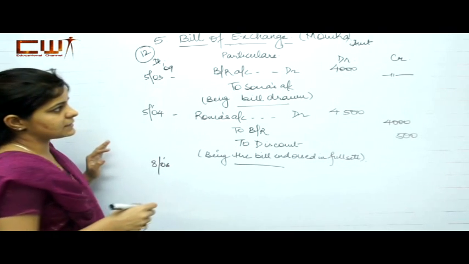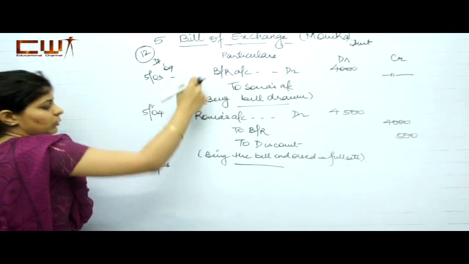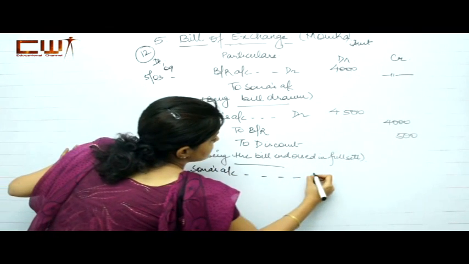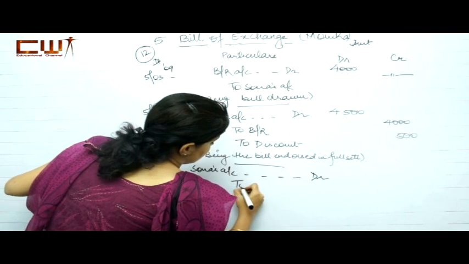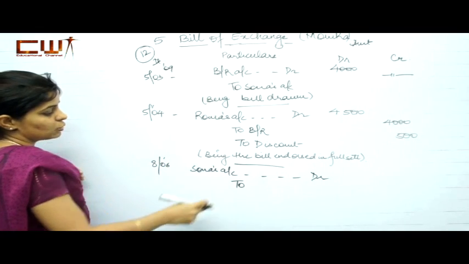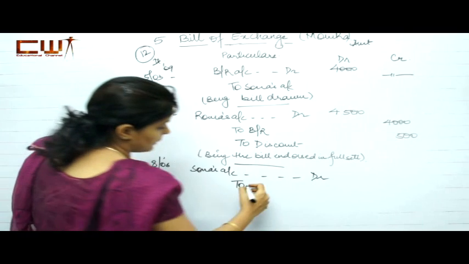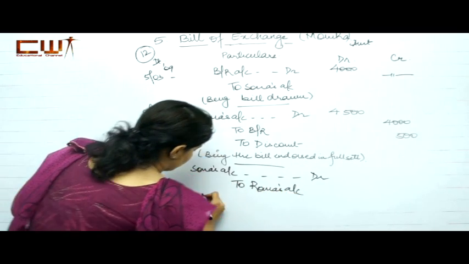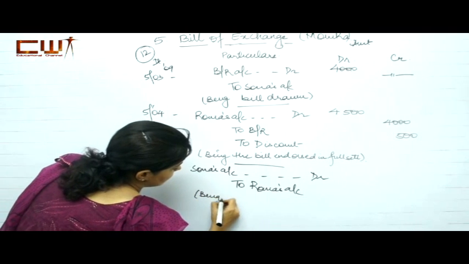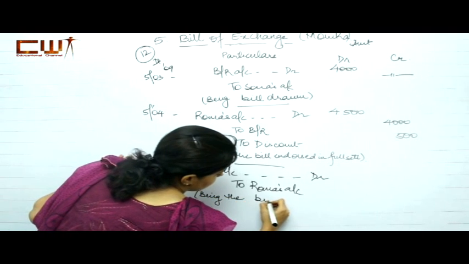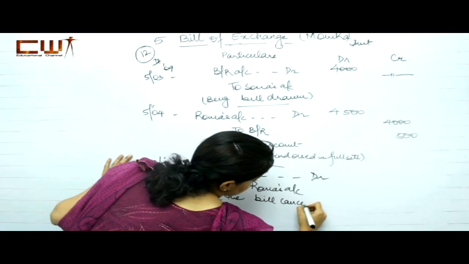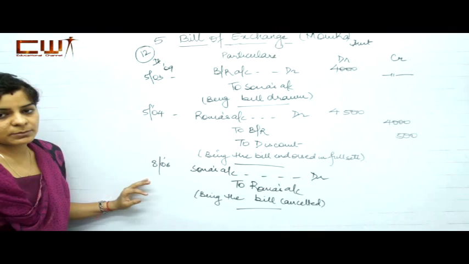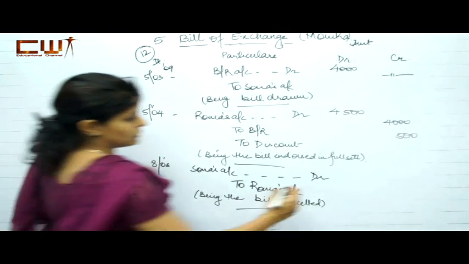Alright, bill was cancelled. So what is the opposite entry? Sona's account is debited to bills receivable. Now bills receivable is with Roma. So whose account will be credited? Roma's account will be credited. This will be, being the bill cancelled. Alright. How much is the bill for? You have 4,000.